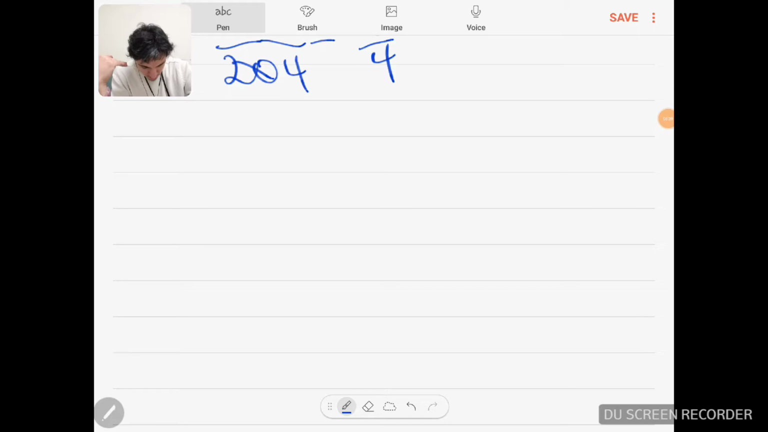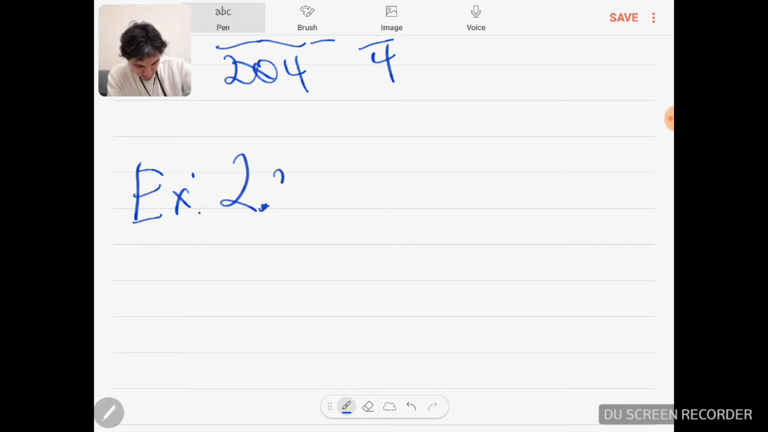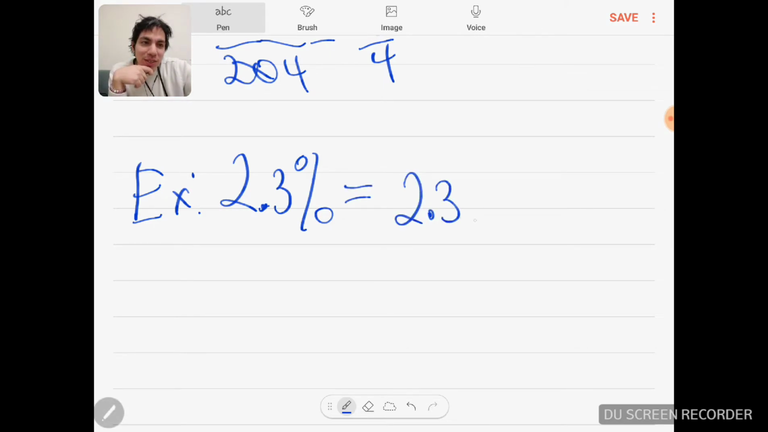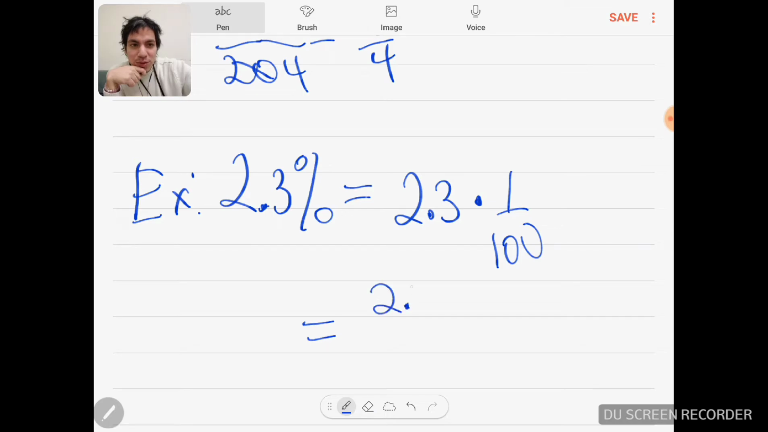Let's do this one, and I'll give you your homework. What if I gave you 2.3 as a percent, and I want you to turn that into a fraction? It's like, what? What are you doing, right? So you do the same idea. You take 2.3 times 1 over 100, and I'm left with 2.3 over 100.